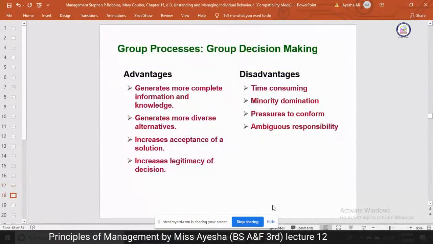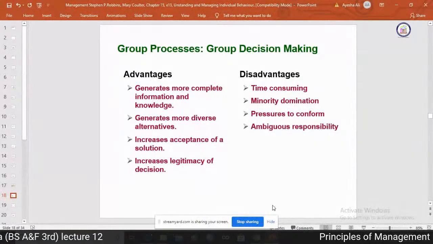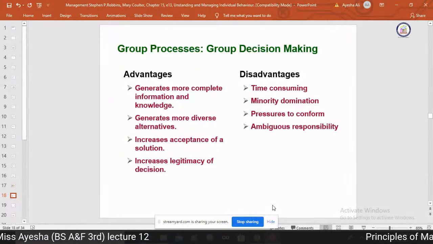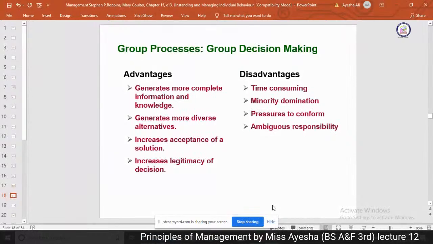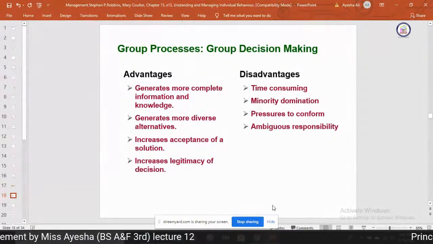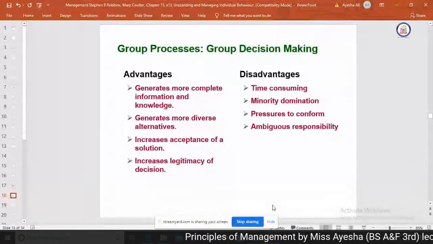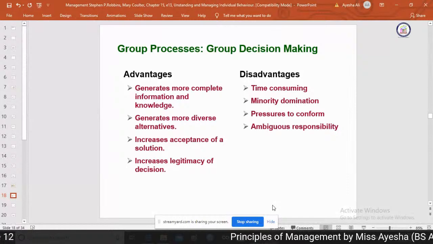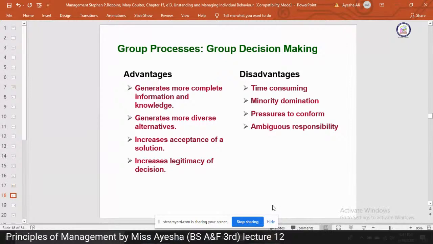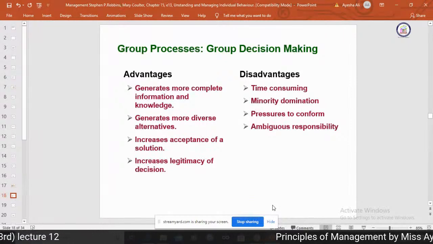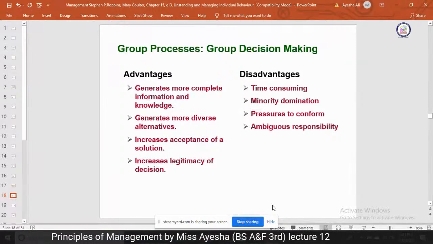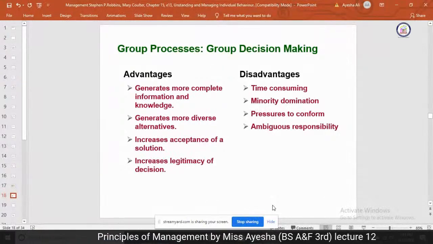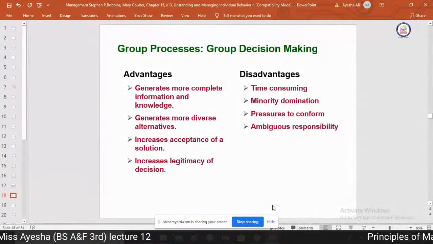Then we have some advantages and disadvantages of group decision making. When we take a decision in a group, the first advantage is that we have more complete information and knowledge, because we have multiple sources of gaining knowledge. We can generate more diverse alternatives because we have multiple brains, mindsets, opinions and thinkers in a group. It also increases the acceptance of the solution, because if the decision is taken participatively and ensures the opinion of everyone, it increases acceptance and the legitimacy of the decision, because it is taken by a number of people.